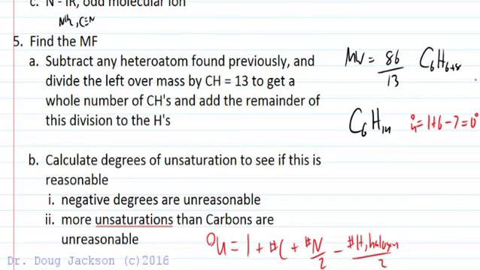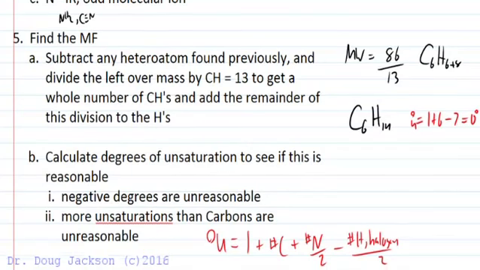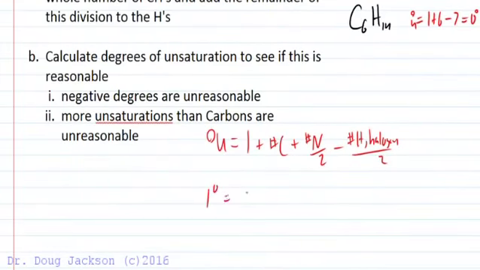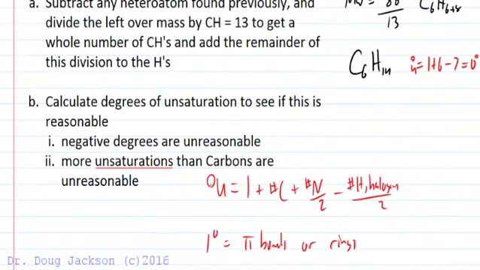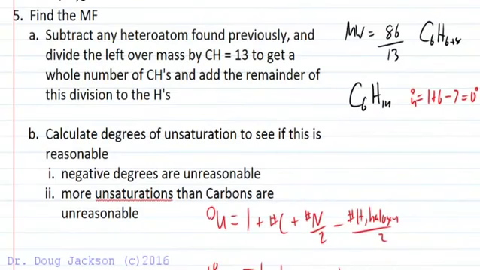If we had more unsaturations than we had carbons, that would be very unreasonable for a compound, because if we remember, degrees of unsaturation are pi bonds or rings. It's very difficult to have more pi bonds than we have carbons in a molecule overall, or rings for that matter as well. So we have no degrees of unsaturation according to the calculation if it is a hydrocarbon.